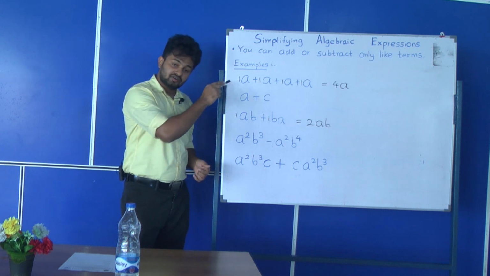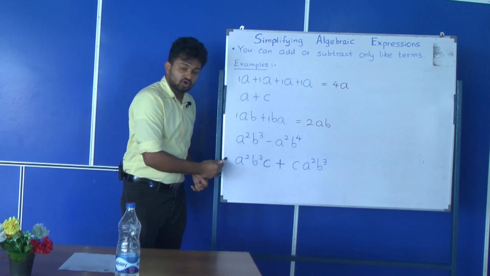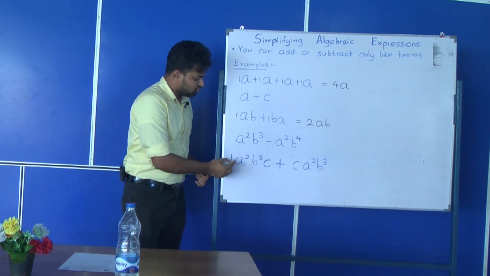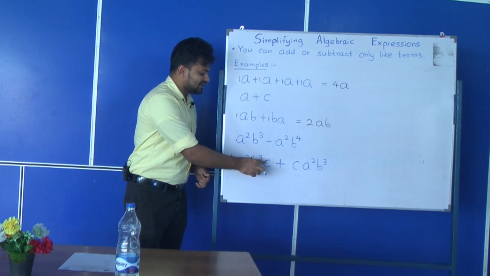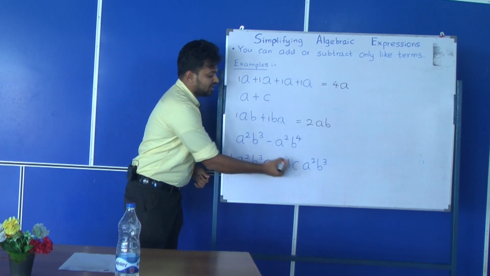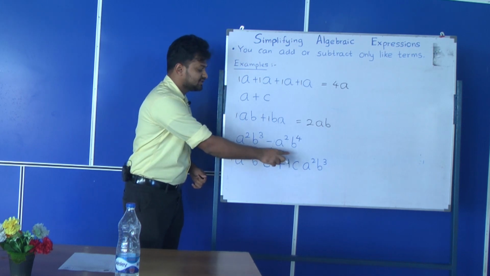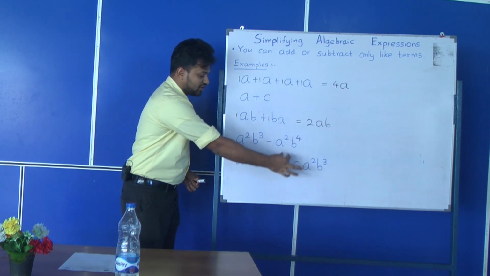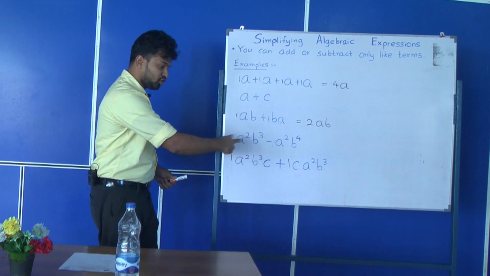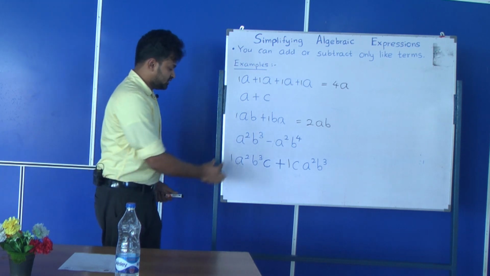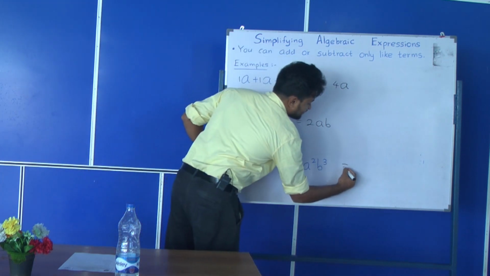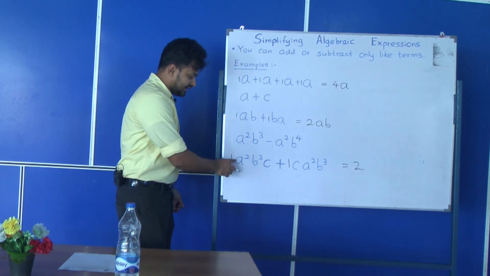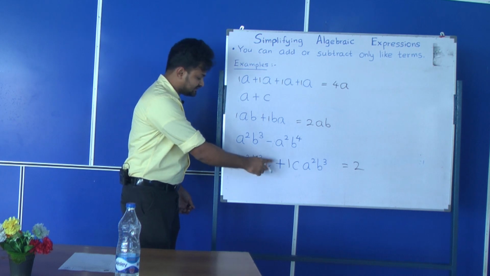As I told you before, you can take this as a whole thing. Then you don't have any number in front. You can say you have 1 a squared b to the power 3 c here, and you have another 1 c a squared b to the power 3 there. So you have one here, you have another one there. Both are the same, both are like terms. So 1 plus 1 is 2. What is that 2? That 2 is a squared b to the power 3 c.